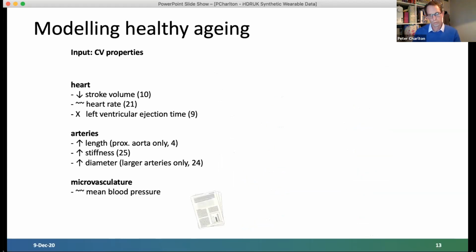The first challenge was to specify the input properties to allow us to model healthy aging. To do this, we performed a literature review of how each of the input properties changes with age. So for instance, for stroke volume here, we found that it decreases with age, and this was based on an analysis of 10 publications.